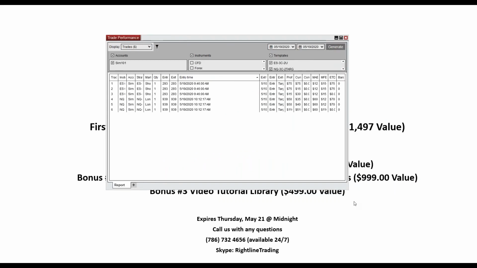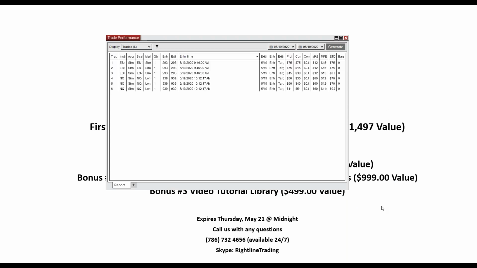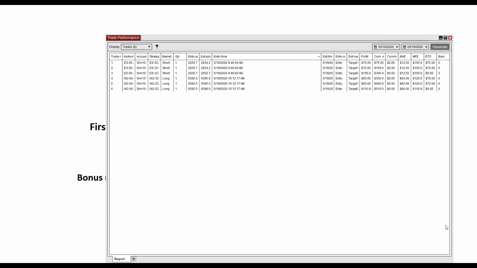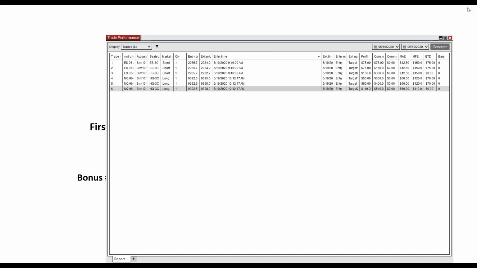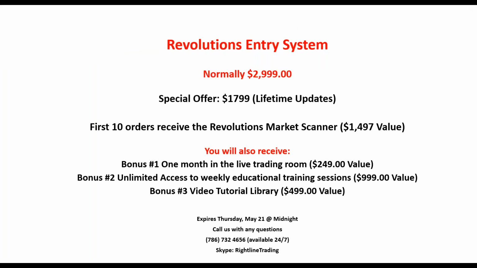Here's our trade performance. I'm going to make it as big as I can. All right, let me do this. We made 510 bucks. Our second trade was at 10:12 and we're done. Our target's between $400 and $600 a day. When we hit our profit target, we stop. Revolution's entries, bang, out, done.